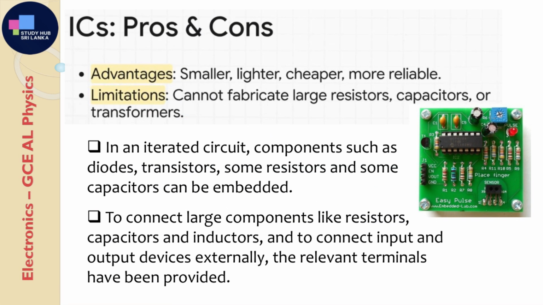The advantages were just mind-blowing. Suddenly, circuits were incredibly small, super light, way cheaper to make, and a whole lot more reliable. But they're not perfect. There are some things you just can't really build onto a tiny chip, like really big resistors or bulky capacitors, or things with coils like inductors and transformers. For those components, you still have to connect them on the outside.